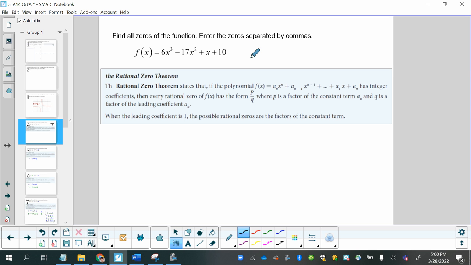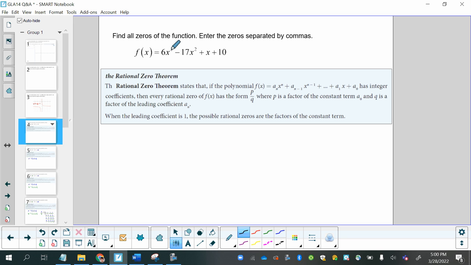Then you can use that list as a short list of possibilities that you can try, by either plugging it into the function to see if you get zero when you plug it in, or you can use synthetic division to see if you get a remainder of zero. So that's what I'm going to do. I'm going to start by listing out all the possible rational zeros, and then use synthetic division to reduce it to a factored form that has a quadratic in it that I can factor, and that will help me to identify the remaining two zeros.